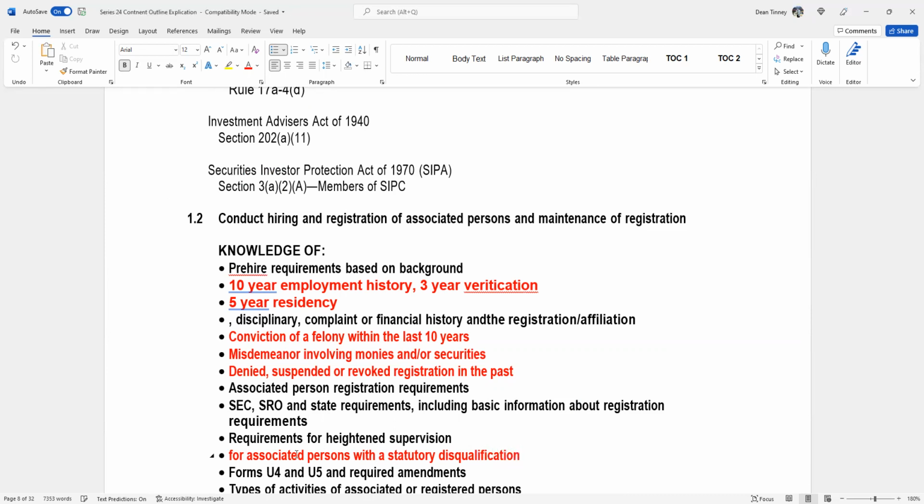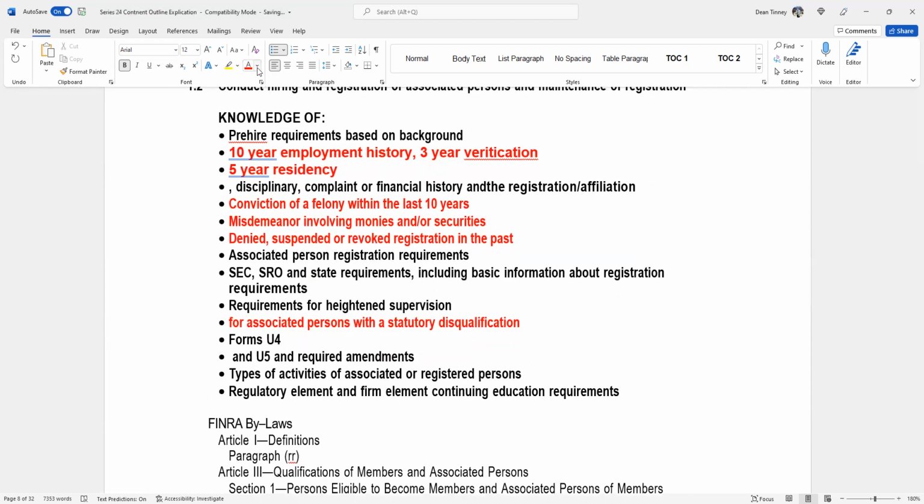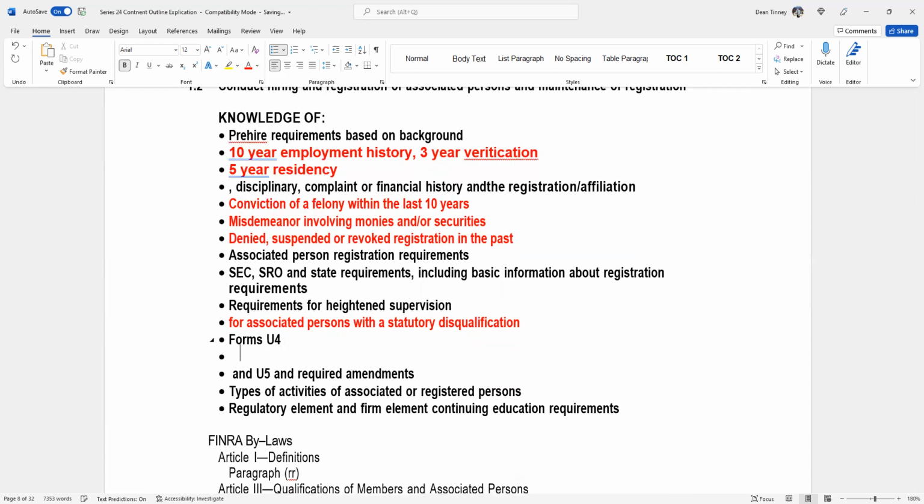All right, so SEC, SRO, and state requirements, including basic information on those people who are registering. We're talking about the U4, and we talked about some of the things in the U4, but very important, a very high probability test issue to know that anything on a U4 or a U5 that has become a yes answer, that those amendments must be made within 30 days. So any amendment, anything that's a no that becomes a yes, those amendments have to be done within 30 days.